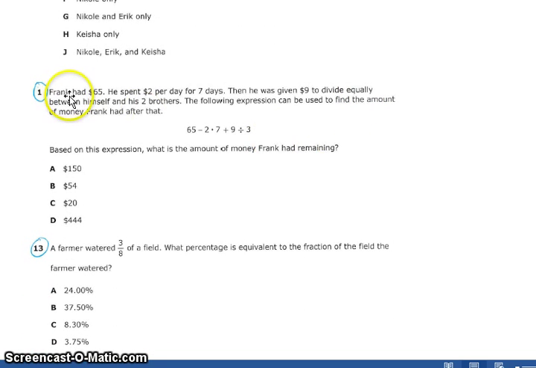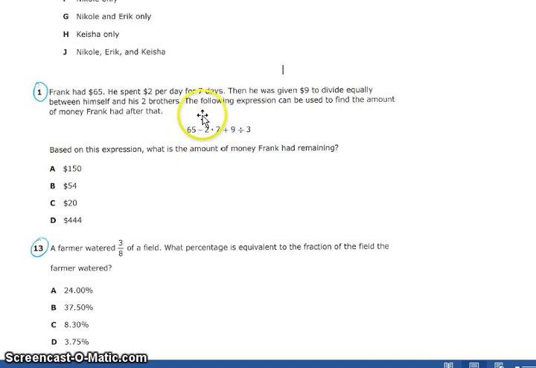On the next problem, we have Frank had $65. He spent $2 per day for 7 days. Then he was given $9 to divide equally between himself and his 2 brothers. The following expression can be used to find the amount of money Frank had after that. And then based on this expression, what is the amount of money Frank had remaining?